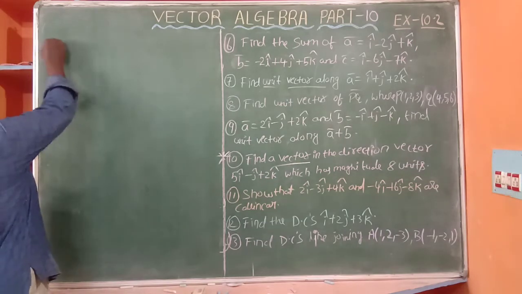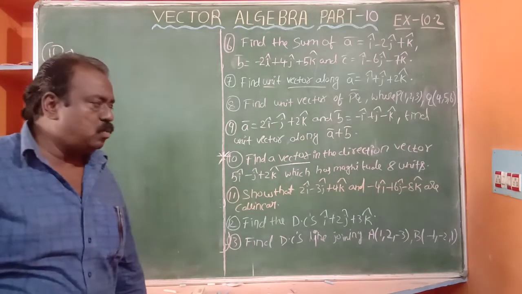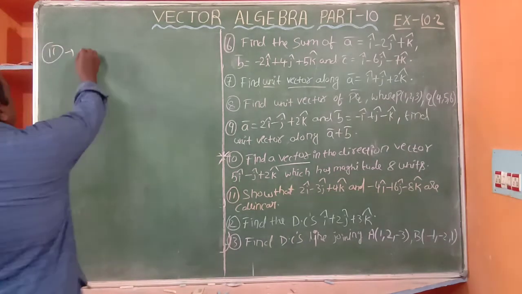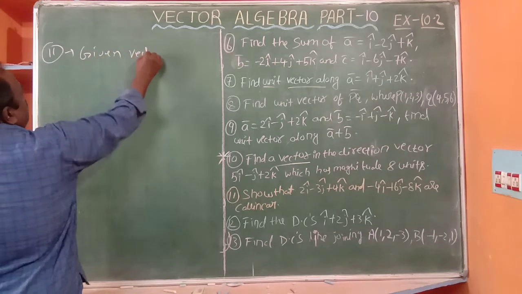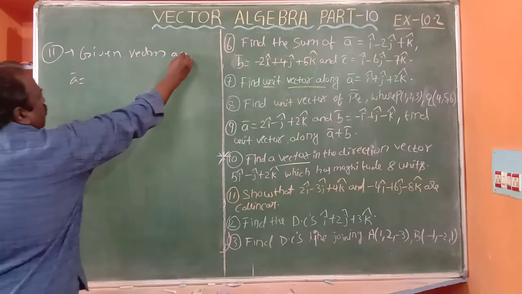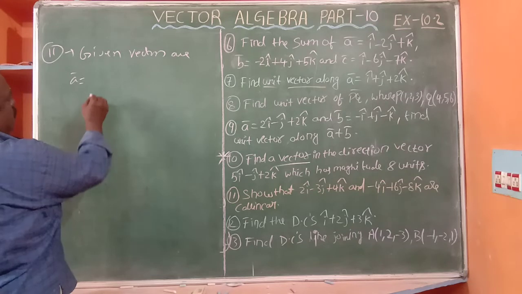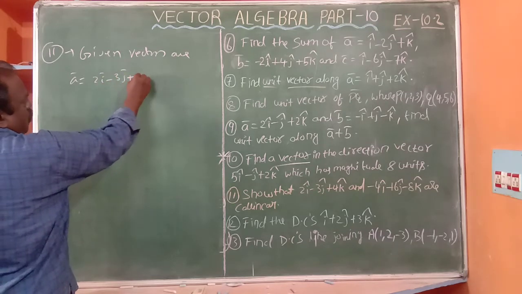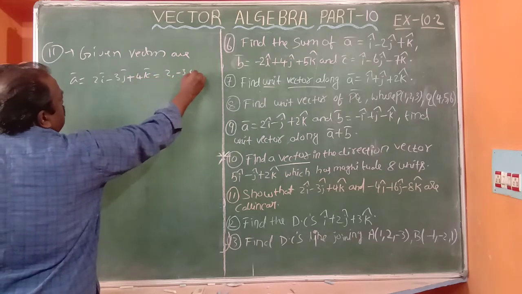This is the 11th one. In the 11th problem we are asked to show that the two given vectors are collinear. First we write the given vectors. Given vectors: A bar is equal to 2i minus 3j plus 4k. That is 2 comma minus 3 comma 4.